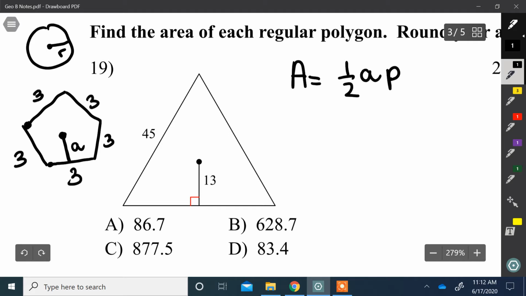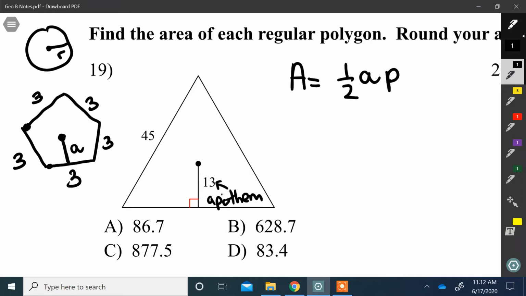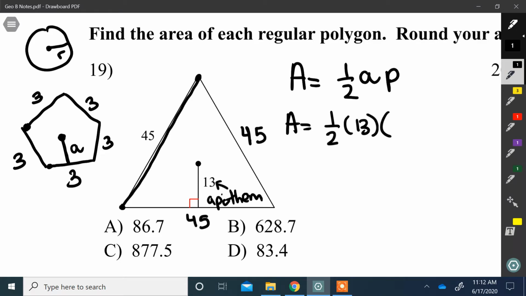Okay, so this right here will be the bottom. So that's the bottom. In this case the bottom would be 13. The perimeter is when you add all the sides. Well, if this is 45, this is also 45, and this will also be 45. So 45 times 3 will be 135.